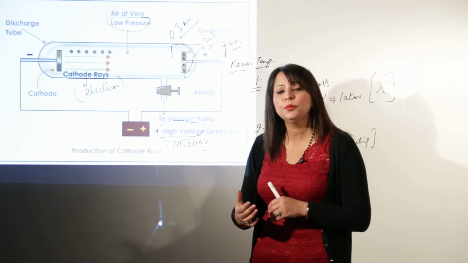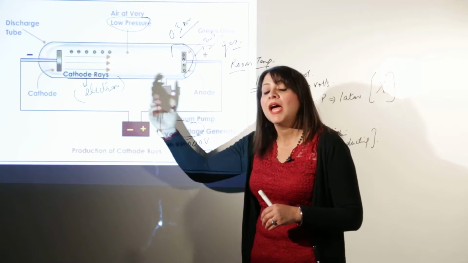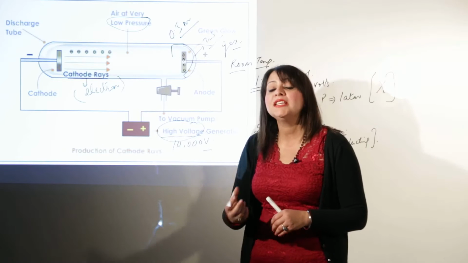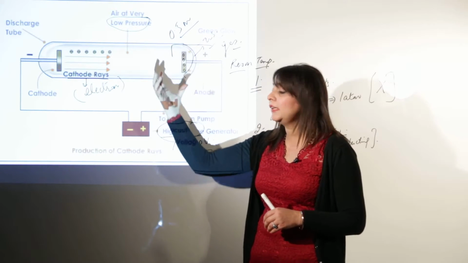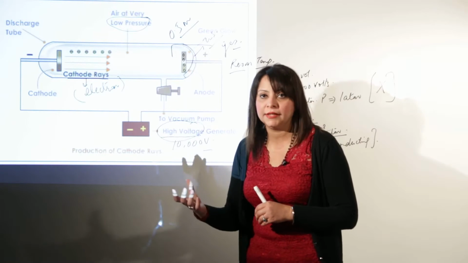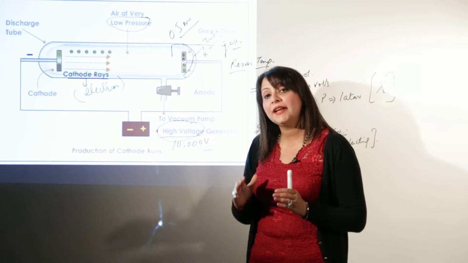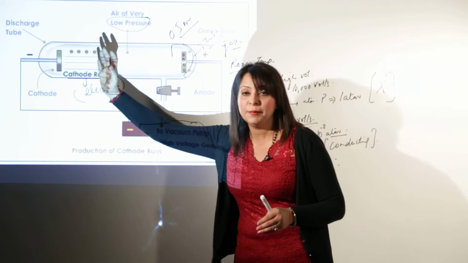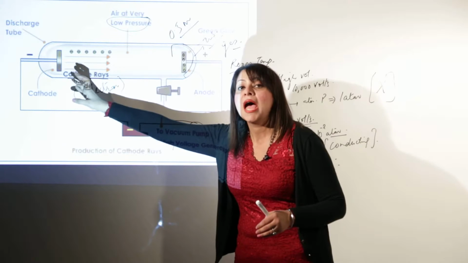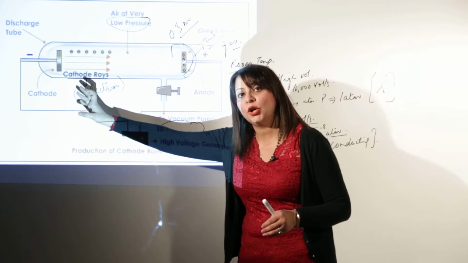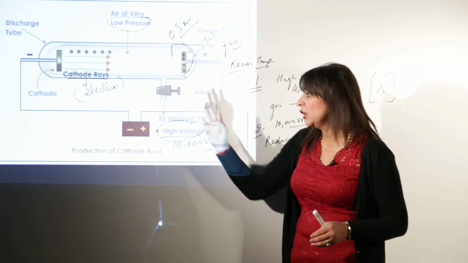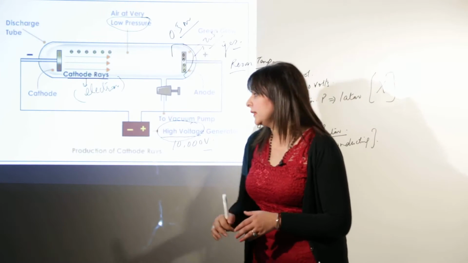The color of the tube was green in this case, and if some other gas was taken, the color was different. So the color of the light emitted depends upon the gas taken. But it was confirmed that the rays were the same, that is, they were emitted from the negatively charged terminal, the electrode cathode, and consist of negatively charged particles called electrons, and they were definitely traveling towards the anode. So this is how the electron was discovered.